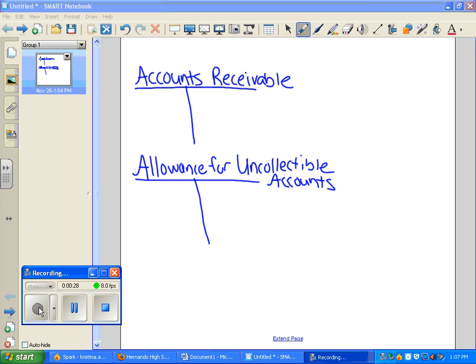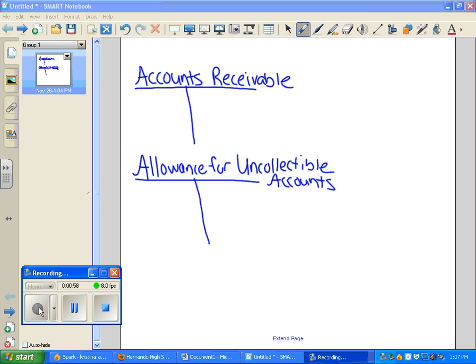Things are going to happen. Someone's going to die, someone's going to lose their job, they're going to declare bankruptcy. There are just some things that are going to come up that's going to prevent someone from paying you the total amount that they owe you. And when you do business and you accept accounts receivable, then it's just a cost of doing business. You're going to have to consider the fact that at some point someone may not pay you.